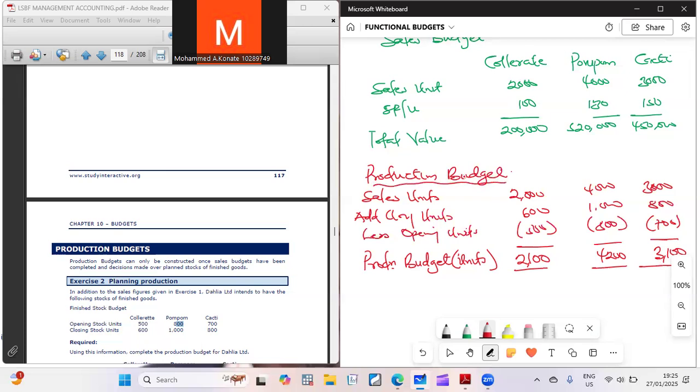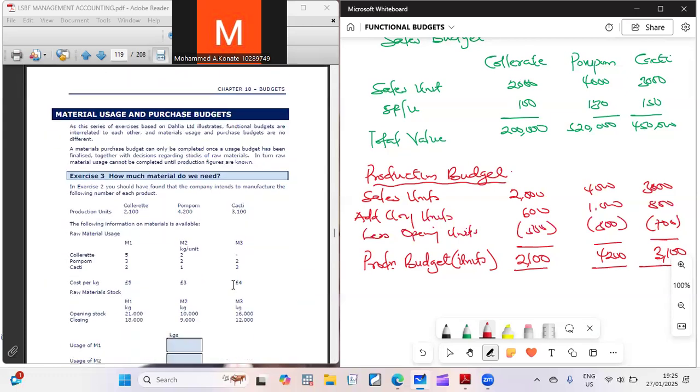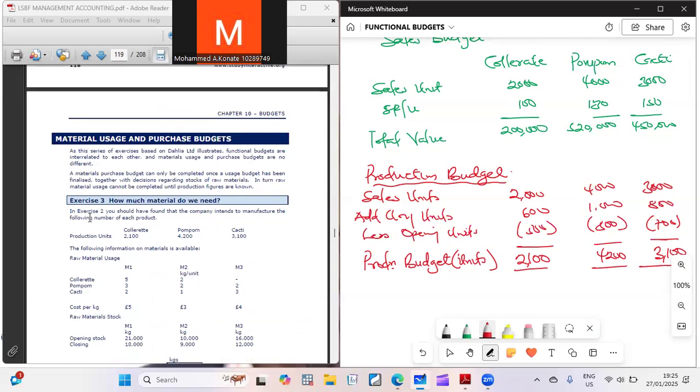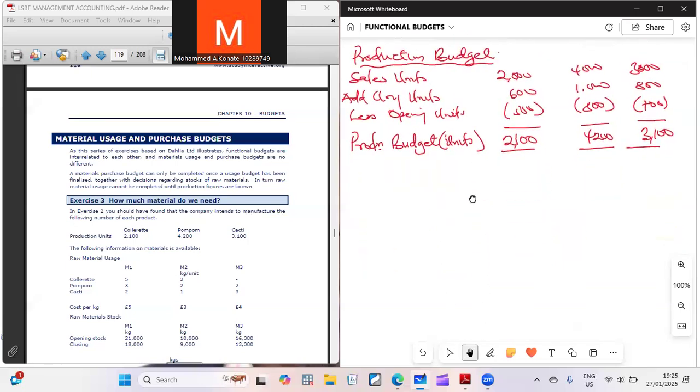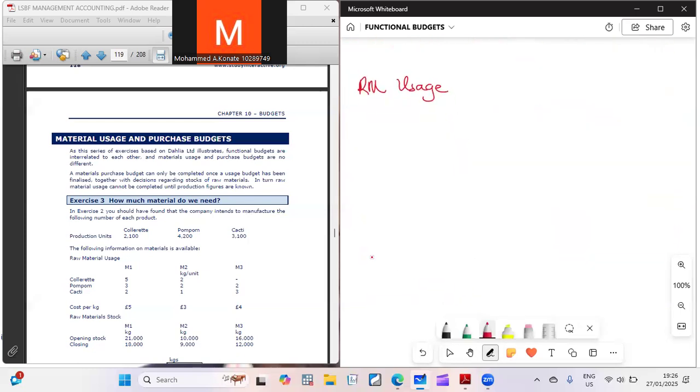So now let's go to the materials. Now that production is done, let's go to the material. The same information that you have, the same thing that we have been doing, let's use it to do the raw material. Don't forget we have the raw material usage and raw materials purchase. So try that too.